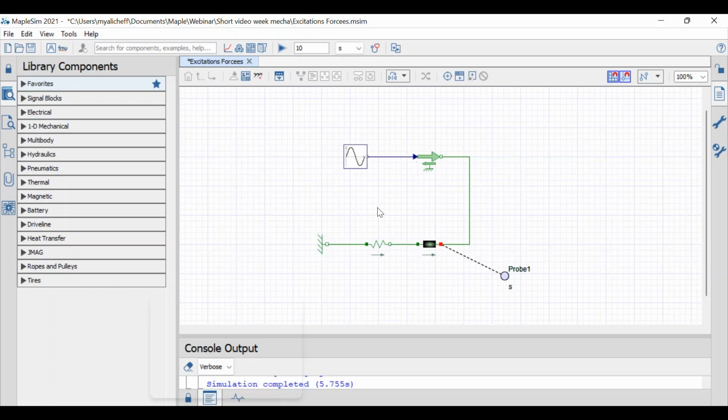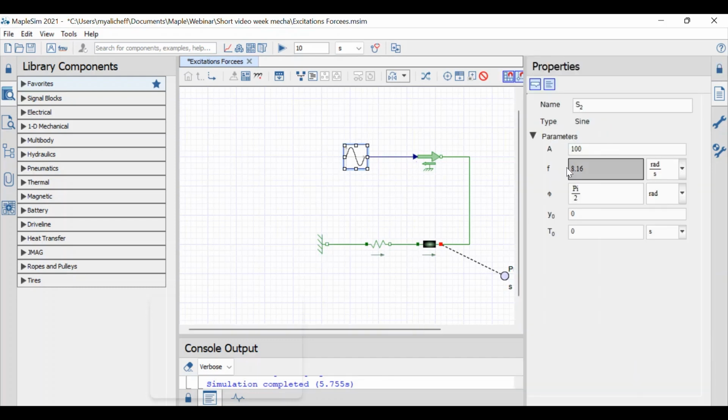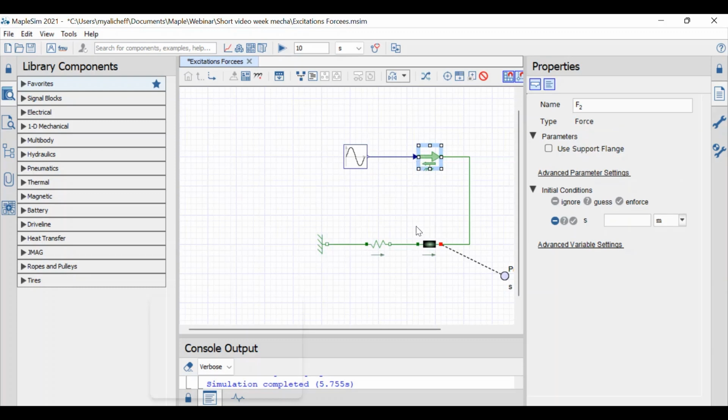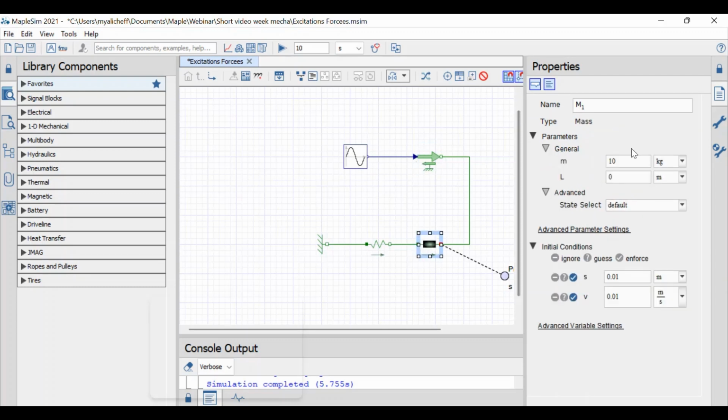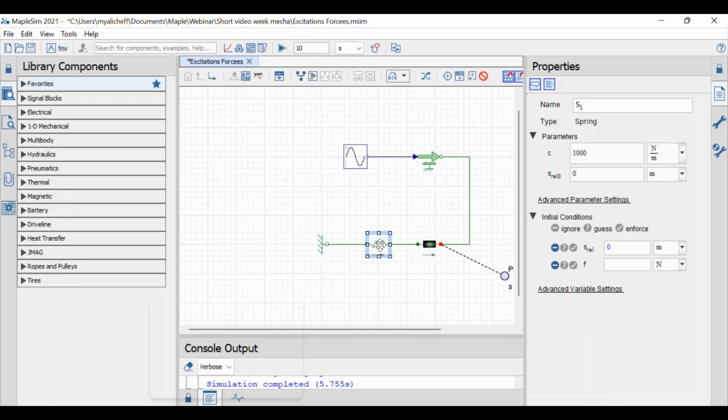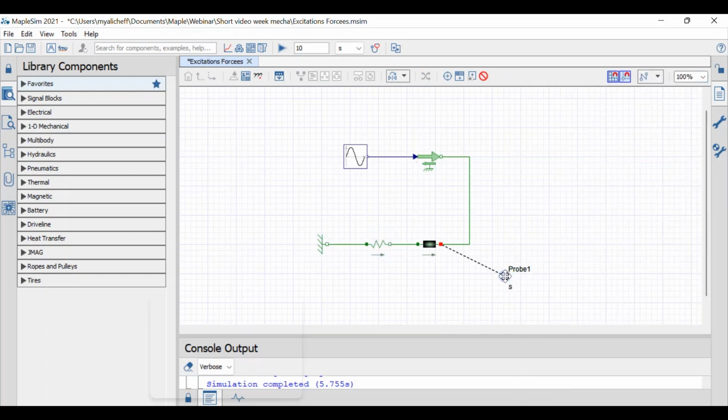As I said, it's a simulation tool where you can combine different parts of the physics. Here you have, for example, the sinusoidal signal. Then you have the force and the mass, and you can see it's the same parameters as in our example: here 10 kilos. We have the initial conditions as well, with S the displacement and V the velocity. At the spring, same thing: we have the stiffness here, 1,000 Newton per meter. And we added a probe to record the displacement of the mass.